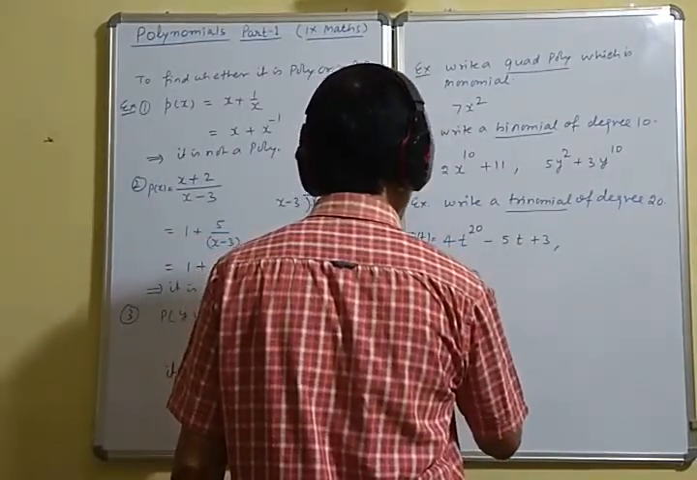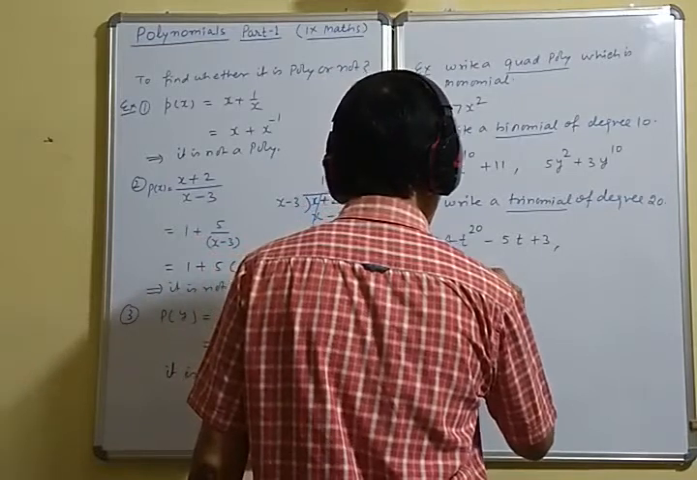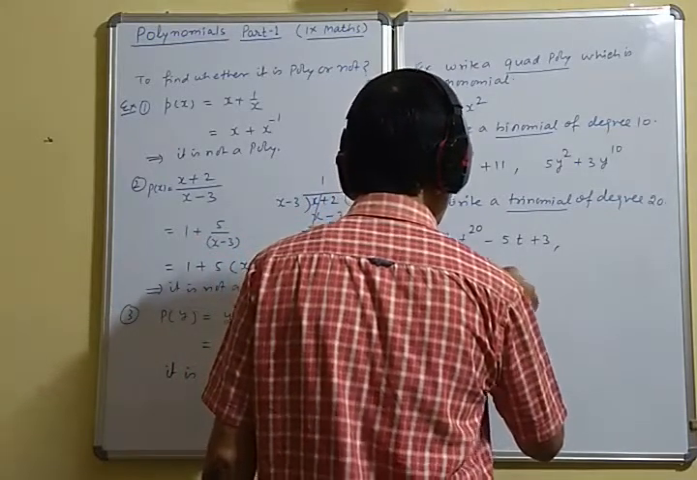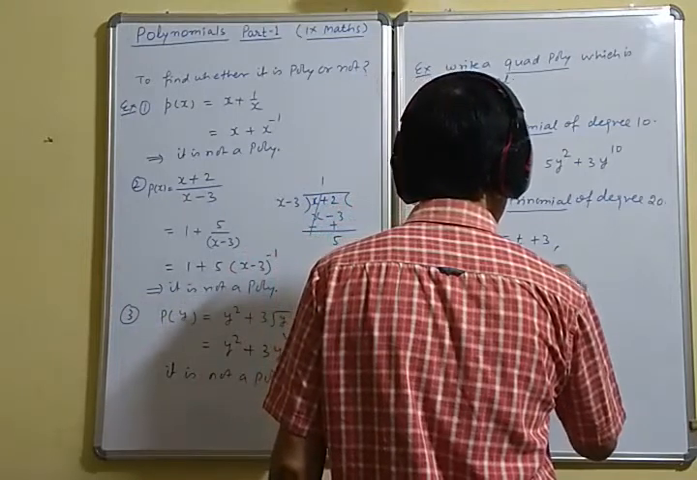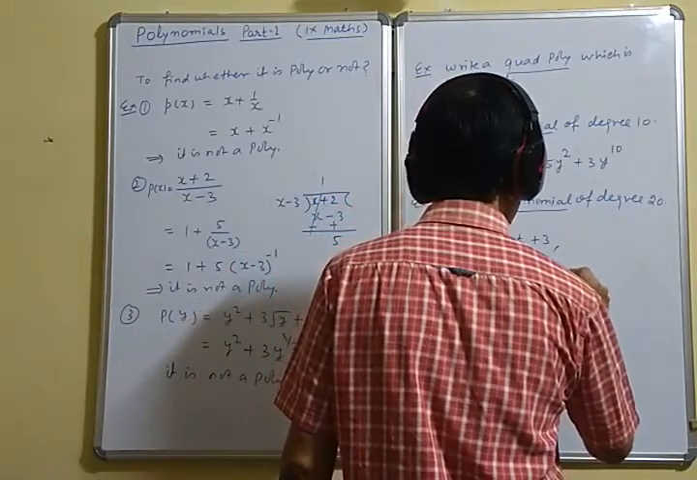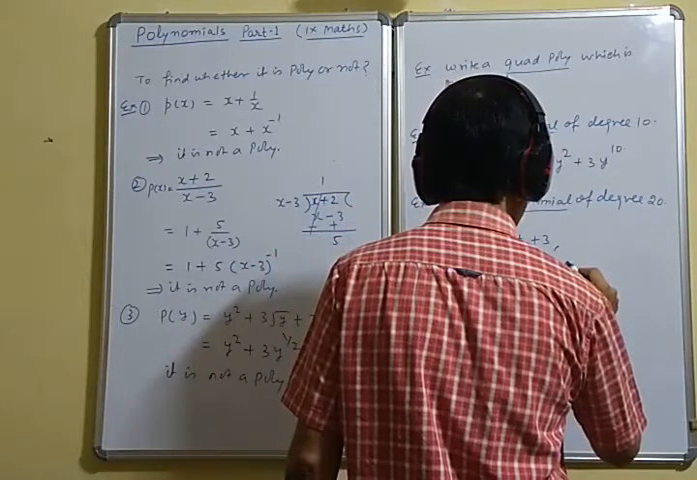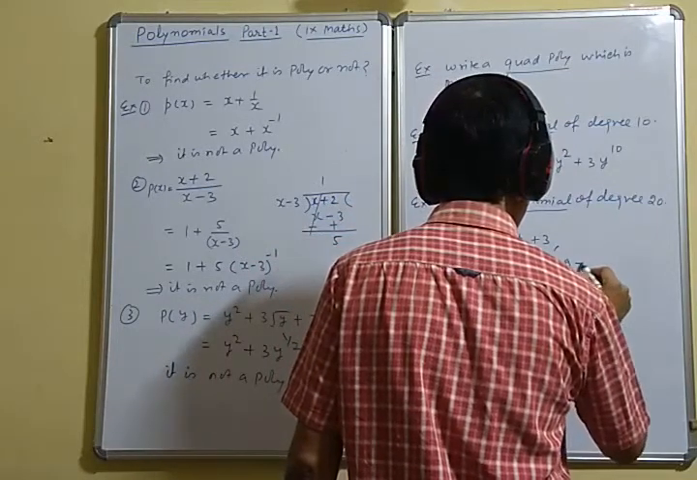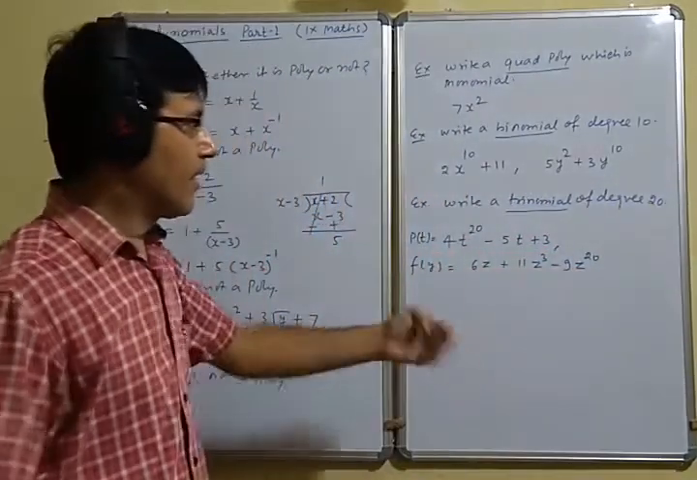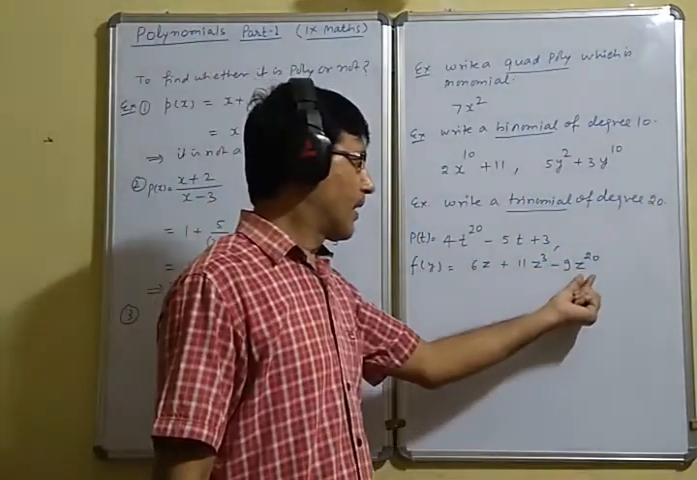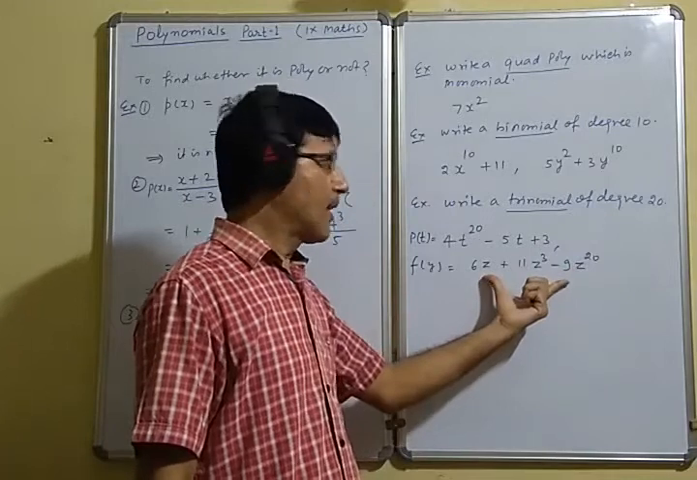f(z) is 6z plus 11z cube minus 9z raised to power 20. Its degree is 20 and it is a trinomial.